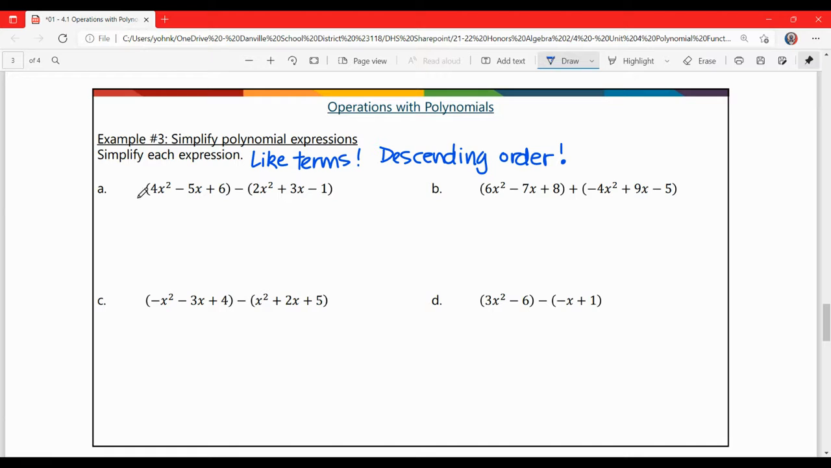So if we look at letter A, I have 4x squared minus 2x squared. That's 2x squared. I have negative 5x minus 3x. That's negative 8x. And 6 minus a negative 1 is 7. Notice it's in descending order. I have the squared term first, then the x to the first, then the constant.